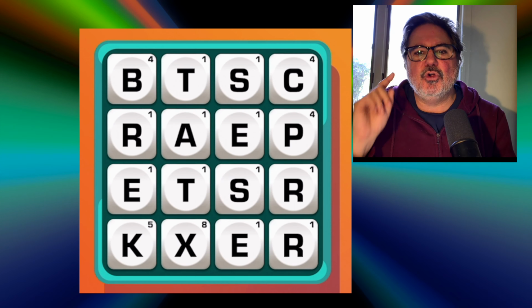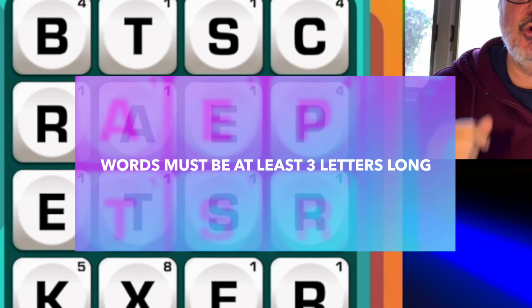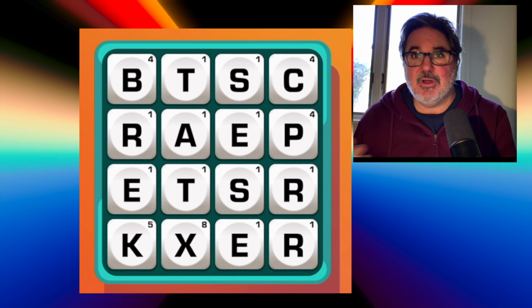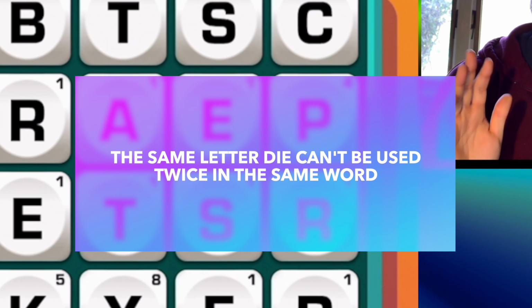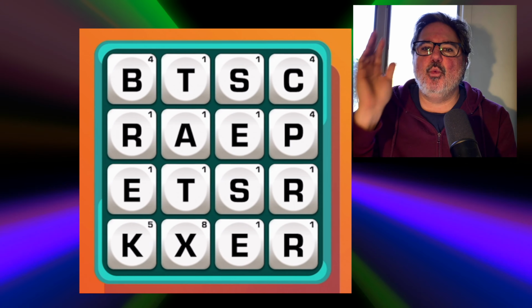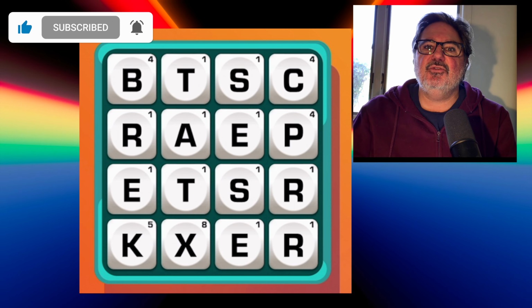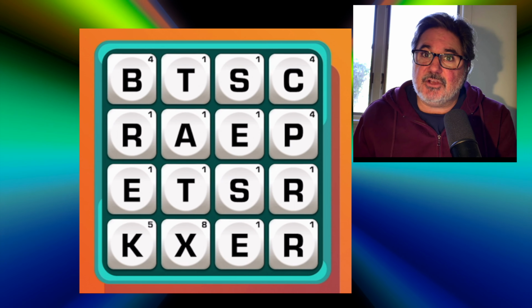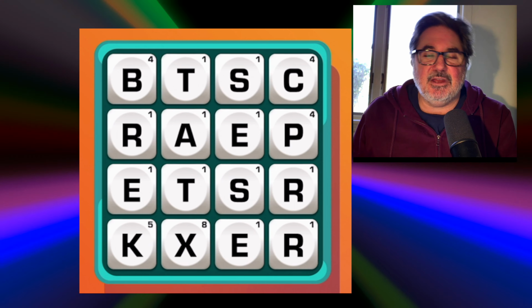Now, a couple of rules. Words must be at least 3 letters long. You can't say I or a or it or in. You need to make a minimum 3-letter word. Maximum, however, can be as long as you make it. Now, the same letter can't be used twice in the same word. If you're making a word, you can only use each die once. So for example, if you're making the word neon, N-E-O-N, you can't come back to the same N. You're making a string. So in that respect, the longest word you can make, assuming you used every single letter of the Boggle dice, would be 16. I've never seen that happen.